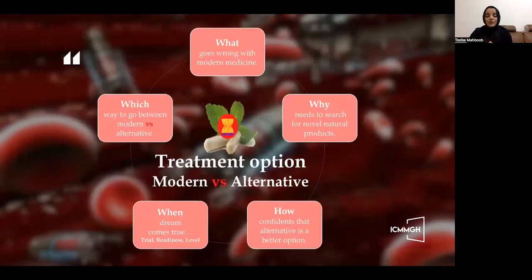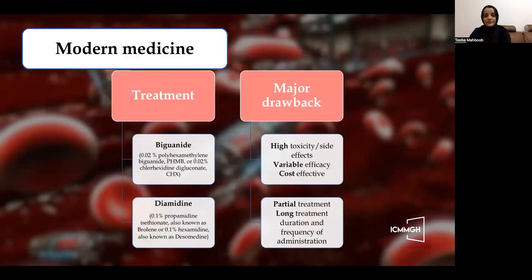So now treatment options: modern treatment versus alternative treatment. What is wrong with modern medicine? Why do we need to search for novel natural products? And how confident are we in obtaining an alternative therapeutic option? And when will this dream come true? Usually it takes a long time. There are multiple trial readiness levels associated with a new drug. So still we are confused about which way to go, either modern medicine or alternative.